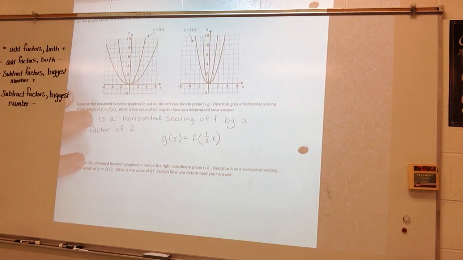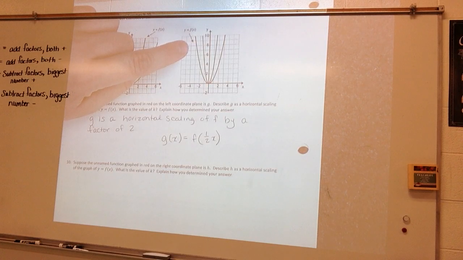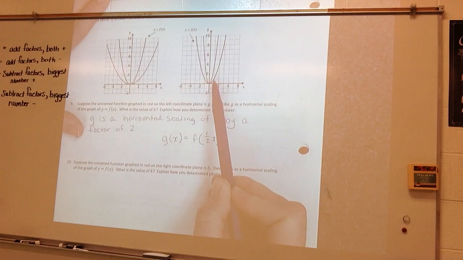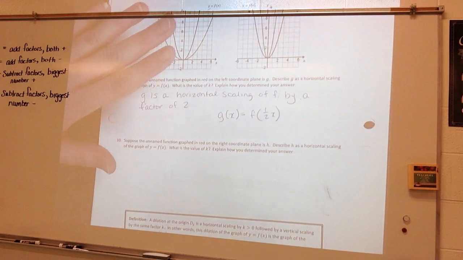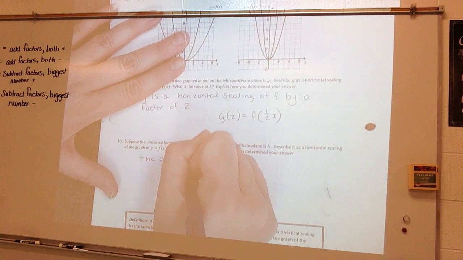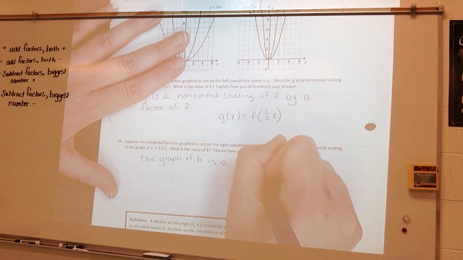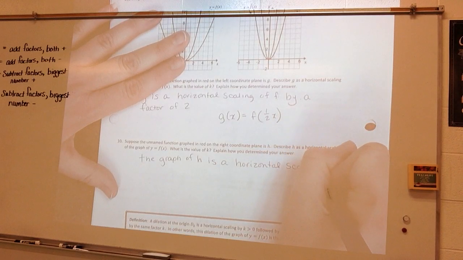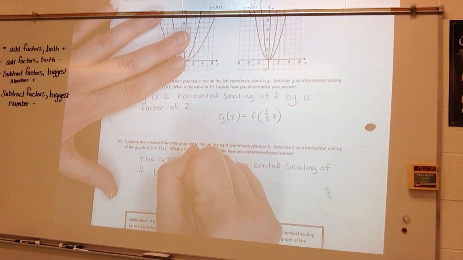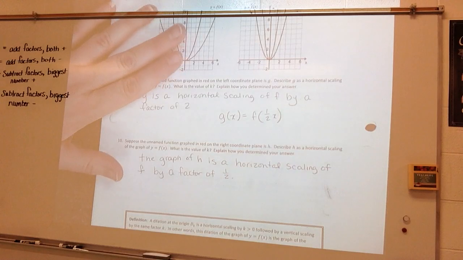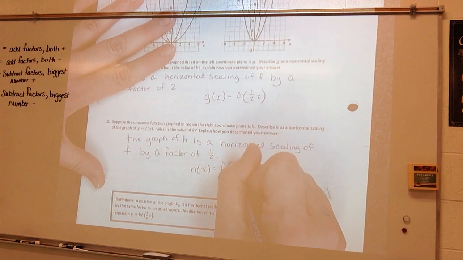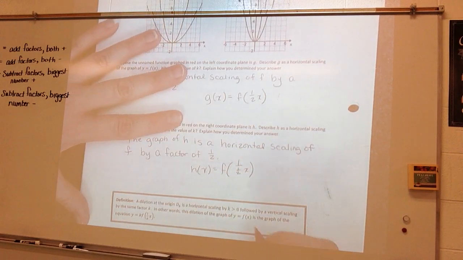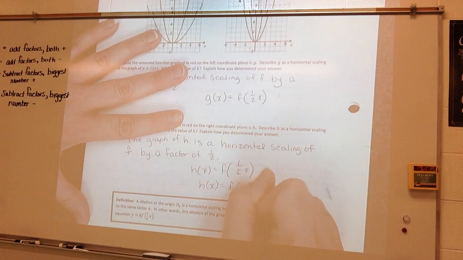Suppose the unnamed function graphed in red on the right coordinate plane is h. Describe h as a horizontal scaling of the graph of y is equal to f of x. Look, I'm going from 1 to 1/2. So I am doing a factor of 1/2. So the graph of h is a horizontal scaling of f by a factor of 1/2. That would look like this: h of x is equal to f of 1 over 1/2 x. So I need to multiply everything by 2. So h of x is equal to f of 2x.